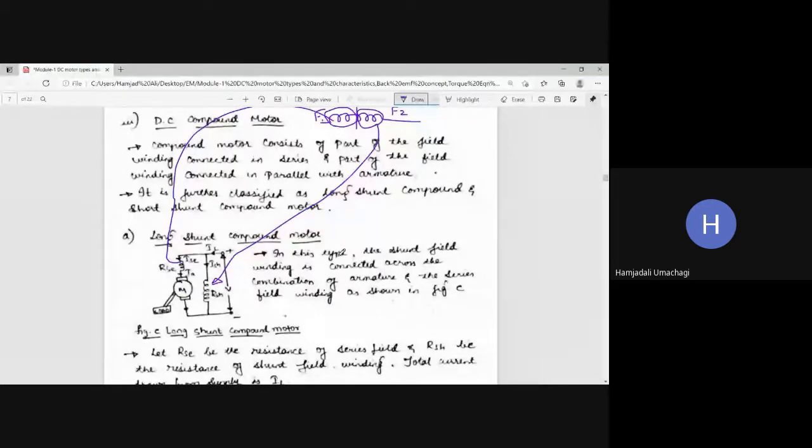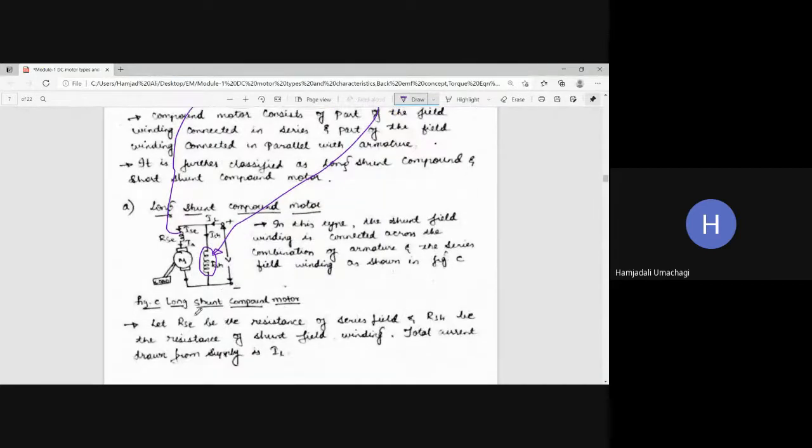In this type, the shunt field winding is connected across the combination of armature and the series field winding. So this complete remaining portion of the field winding will be connected in parallel with the series field winding and the armature winding. If that is the case, then it is called a long shunt compound motor, as shown in figure C. So this is figure C, which represents the long shunt compound motor.